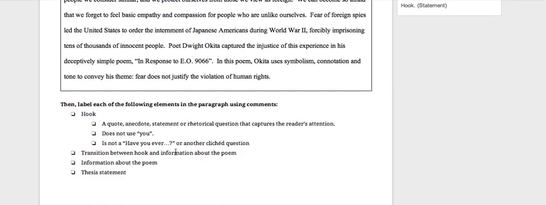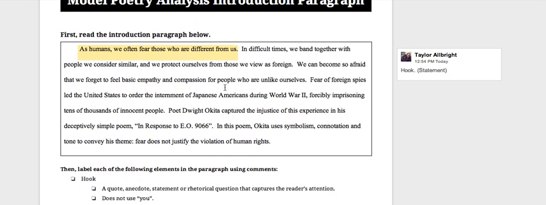Next thing we're looking for is the transition between the hook and the background information about the poem. You want to make sure that you move from this big idea you threw out there in your hook and the specific poem you're going to be analyzing. So the next few sentences make this transition smoothly. So first we have a sentence that clarifies the hook. In difficult times we band together with people we consider similar, and we protect ourselves from those we view as foreign.